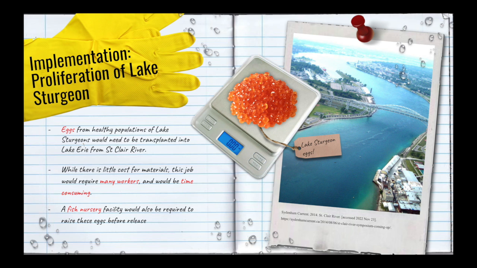from healthy populations of lake sturgeon, such as the St. Clair River, raising them in a safe environment, and then re-releasing them in Lake Erie. This would be relatively cheap, but would require many people, as you'd have to harvest the eggs, find a place to raise them, and then re-release them after you've tagged them all. The biggest difficulty of this solution would be finding a place to raise these eggs before you release them, likely a zoo or some other animal institute.